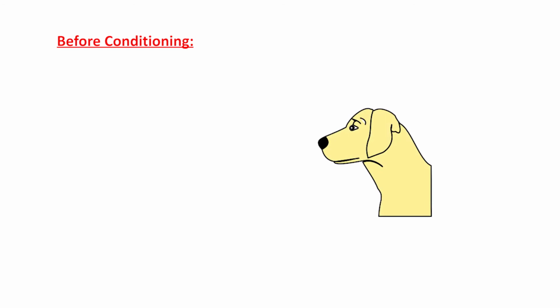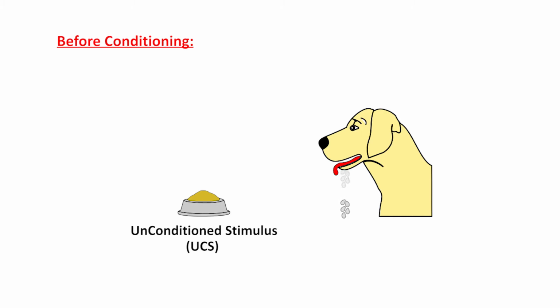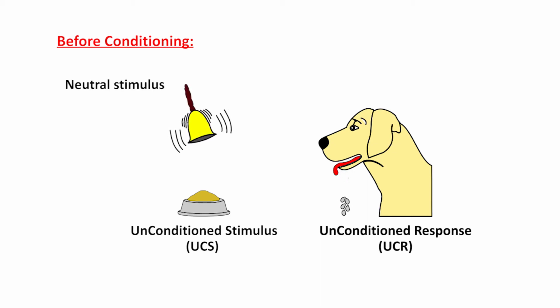In the first stage, that is the before conditioning stage of the learning process, Pavlov provided a natural stimulus, the sight of the food, that will automatically elicit a response called salivation. In other words, the unconditioned stimulus, which we call UCS, produces an unconditioned response that we call UCR. At this point, a neutral stimulus that produces no effect is introduced.